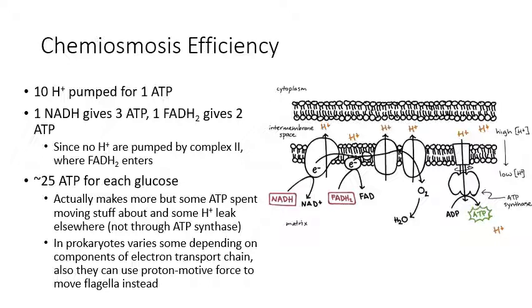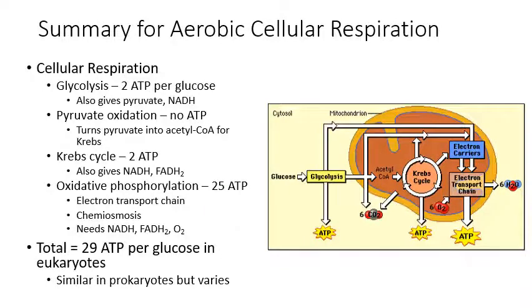So if you compare that to the amount of ATP that you're making in glycolysis, which is 2, and the amount of ATP you're making in Krebs cycle, which is also 2 for every glucose, you're making a bunch of ATP in chemiosmosis and in oxidative phosphorylation for each glucose. So that is cellular respiration.